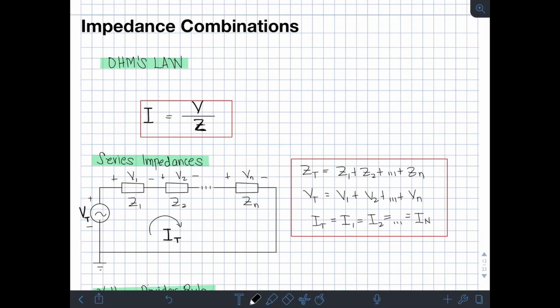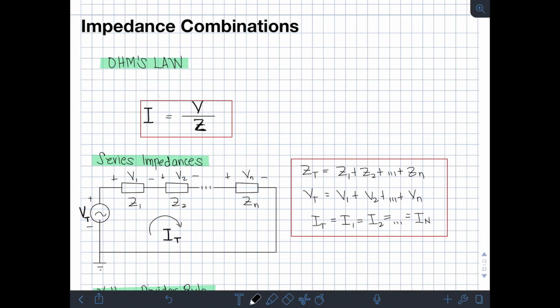Okay, so this time ay tuturo ko naman sa inyo yung impedance combinations. So, dun sa previous video ko, ay naturo ko na sa inyo yung concept ng impedance, right? So, ngayon is ituturo ko naman sa inyo kung paano ba i-combine yung impedances.